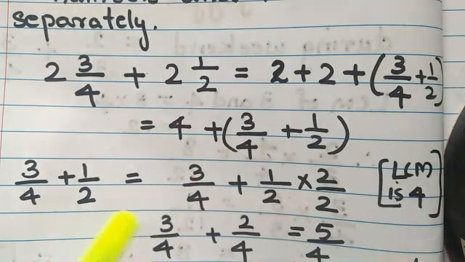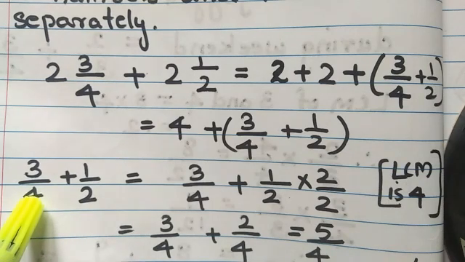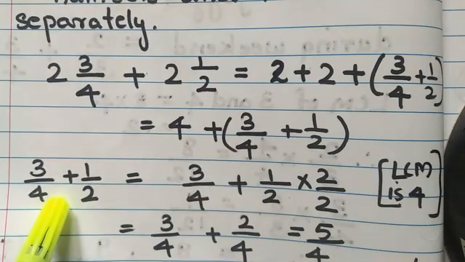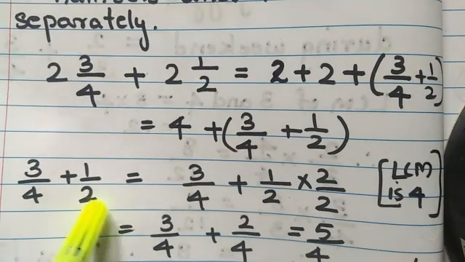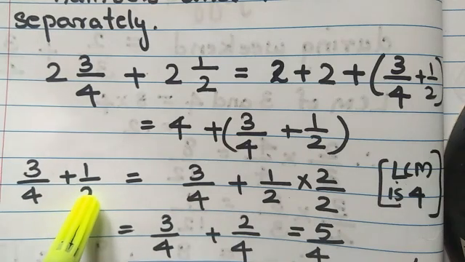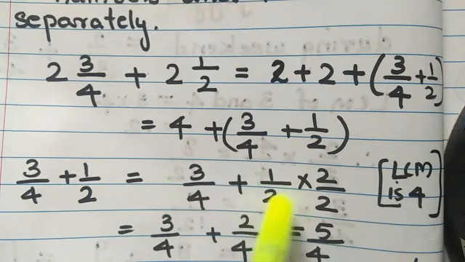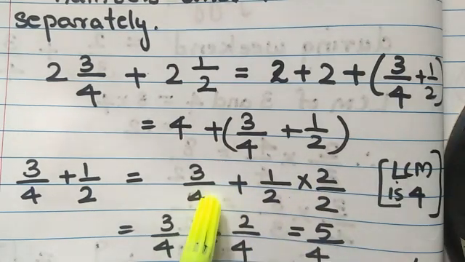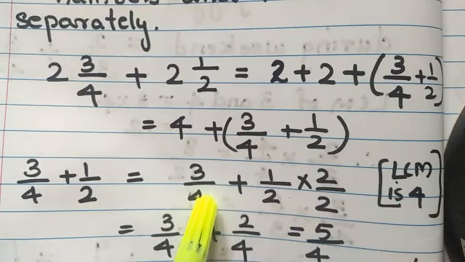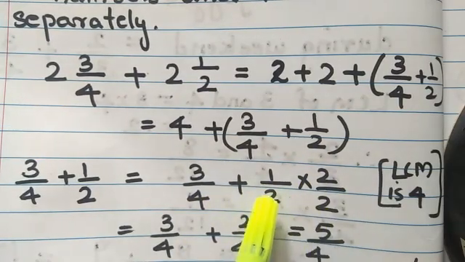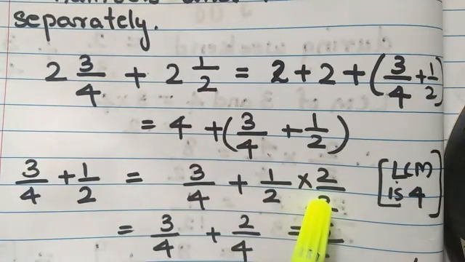So this LCM will be the denominator. For 3 by 4, the denominator is 4, so we don't want to change the denominator. But in the case of 1 by 2, we have to change it into 4. So we will multiply 1 by 2 into 2 by 2. 3 by 4, we write the same 3 by 4 itself. But 1 by 2 into 2 by 2, then this 2 will become 4.